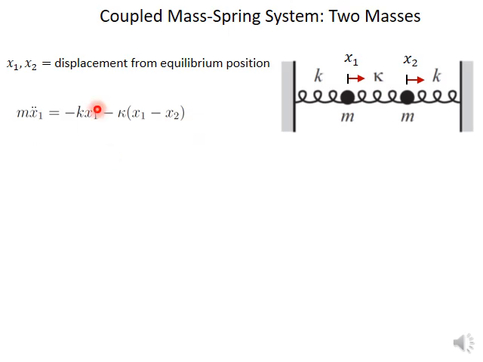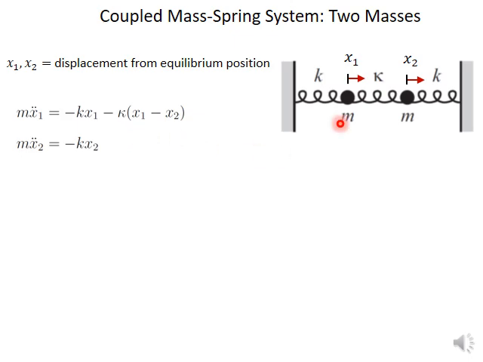So you can look at this direction. If x1 is larger than x2, which means that this moves more in this direction than this one, this spring would try to apply a force backward, which is on the left hand side, and this minus sign would represent a force in the negative x direction. So the signs here make sense.